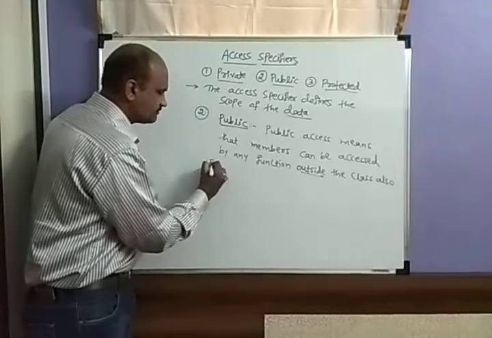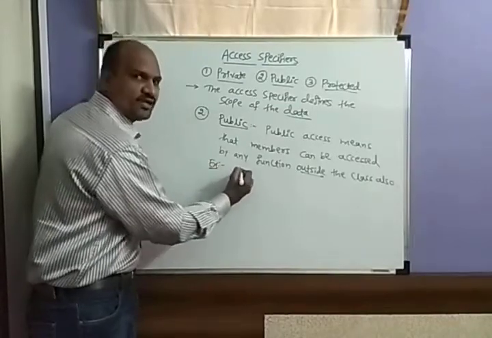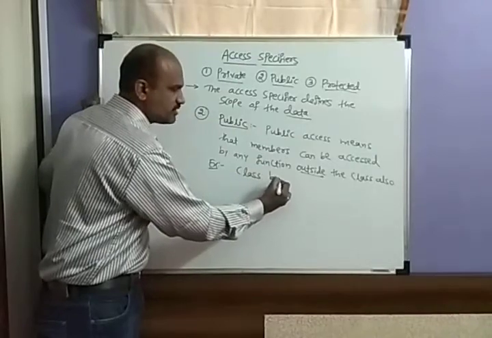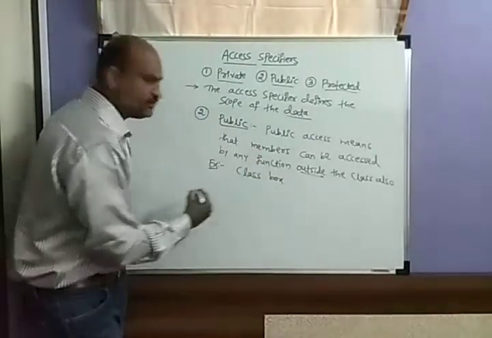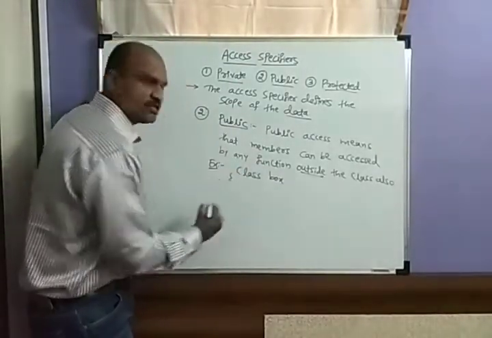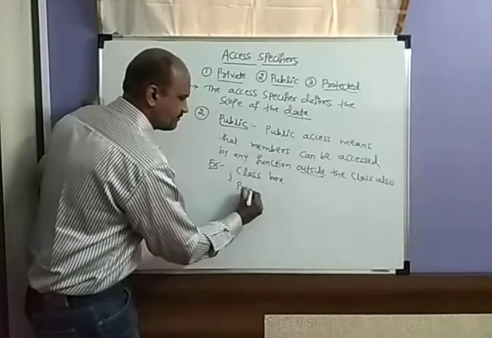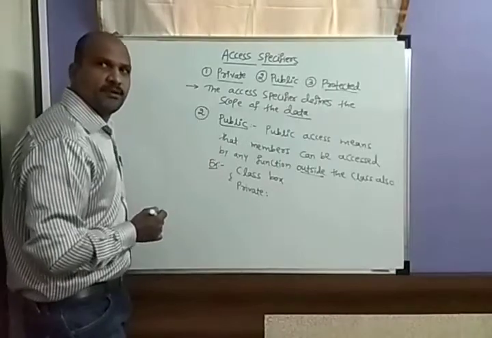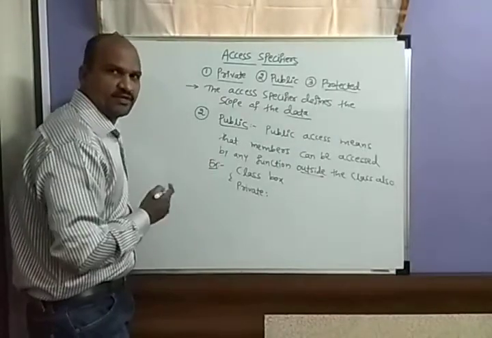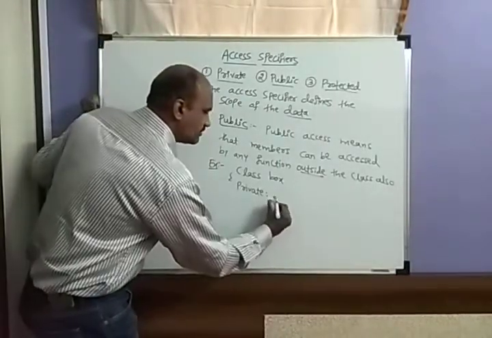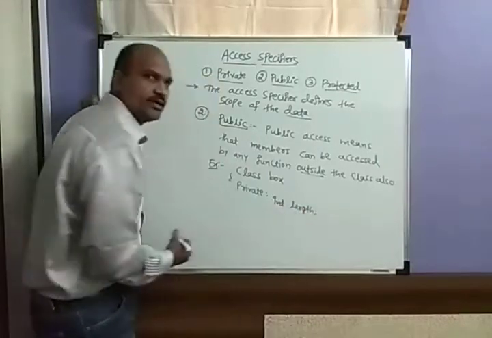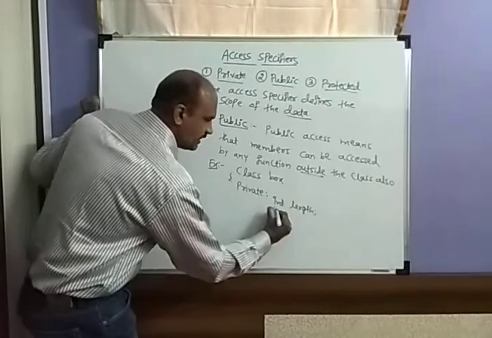For example, see, this is a class. I have written a class. If I write the class as Box, this is the class name as I told you. Then open brace, private. As you are defining private, you have to define the members of your member data. So I will define here in Box: int length. Then int height.